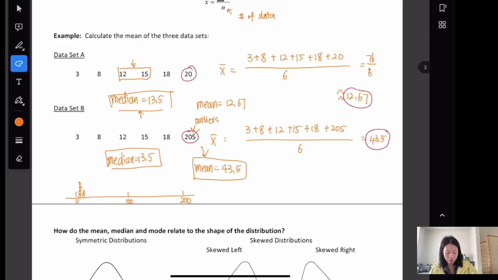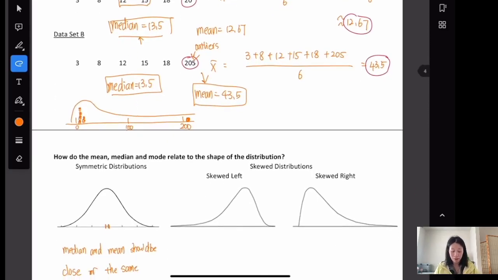And then suddenly you have a 205 on the right side of the number 9. So your data is going to be skewed right. Okay, if we skew right, what happens? Well, our median is still going to remain the same, 13.5.